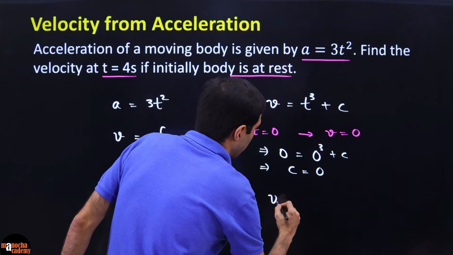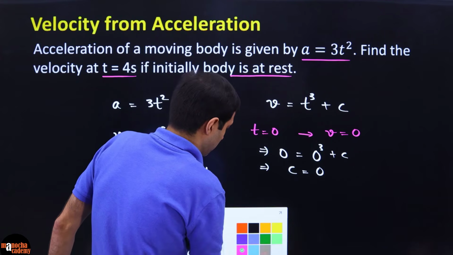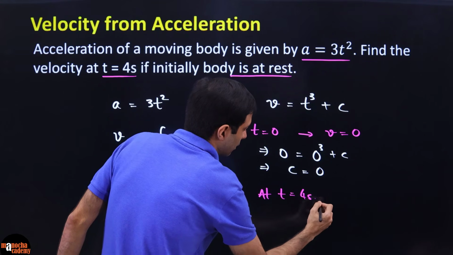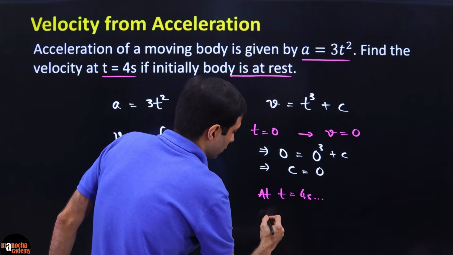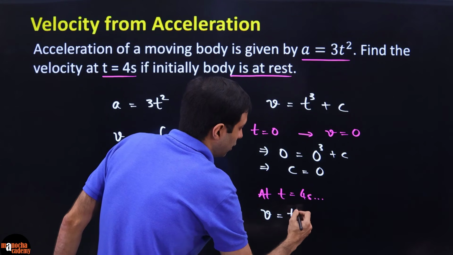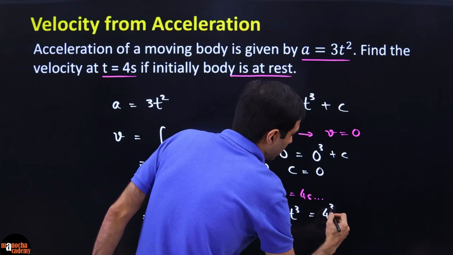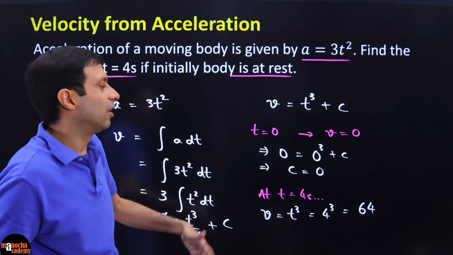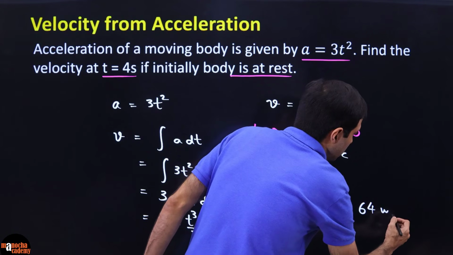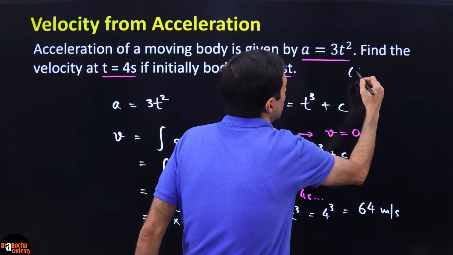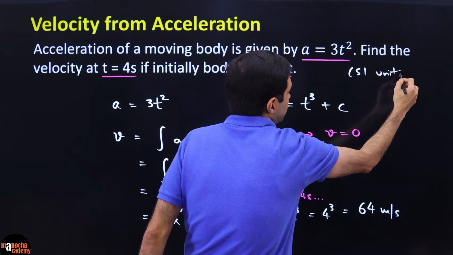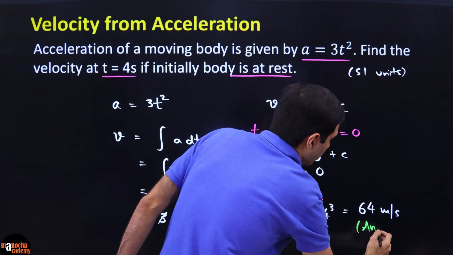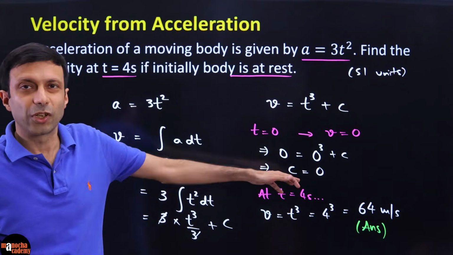So finally we can get the velocity at 4 seconds. At t equal to 4 seconds, v equals t cube, which means 4 cube, which means 64, again units, right? Or if it's in SI units, then it will be 64 meters per second. Here we are all assuming SI units. So your final answer is going to be 64 meters per second, 4 cube.